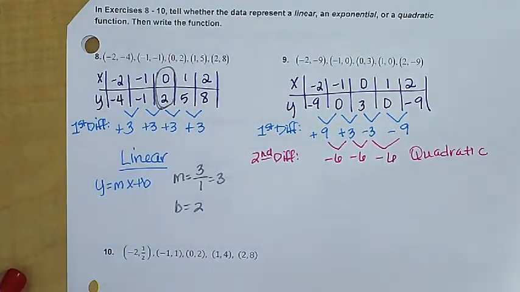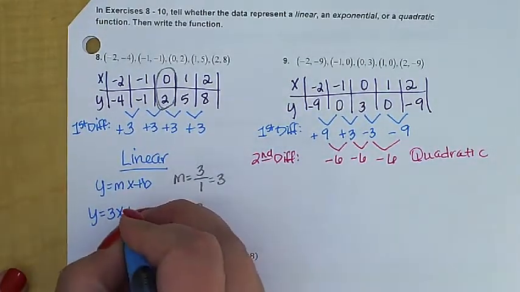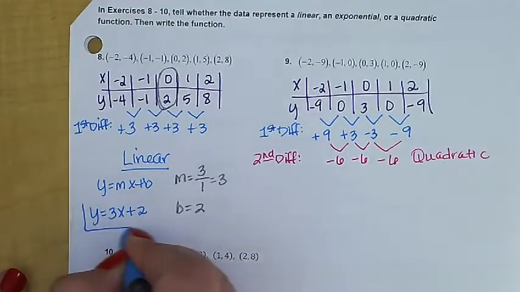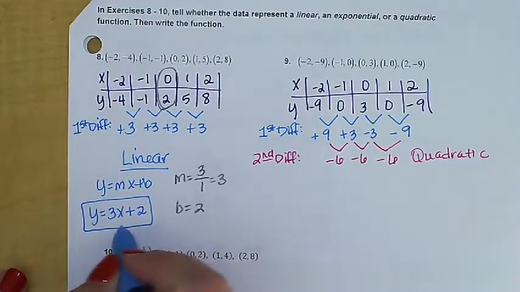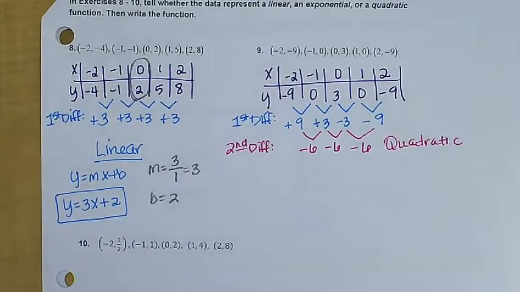So this one's not too bad. We can just go ahead and write our equation here. It's got a slope of 3 over 1, or just 3, and a y-intercept of 2, and that is the linear function. You can put this in your y equals and pull up the table of values on your calculator, and it should match what they have up here.